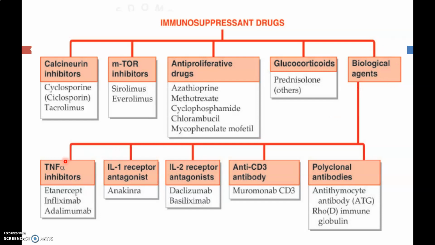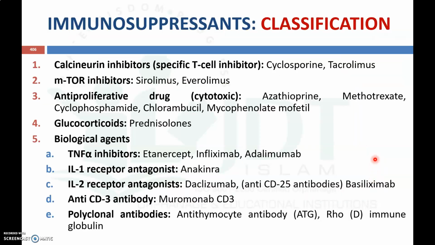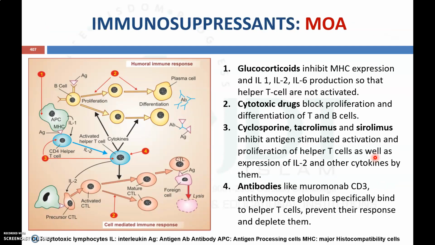And biological agents like tumor necrosis factor alpha inhibitors like etanercept, infliximab, then interleukin-1 receptor antagonists like anakinra, interleukin-2 receptor antagonists like daclizumab and basiliximab, anti-CD3 antibody like muromonab, and polyclonal antibodies like anti-thymocyte globulin and Rho(D) immunoglobulins. So this is the classification of immunosuppressants.